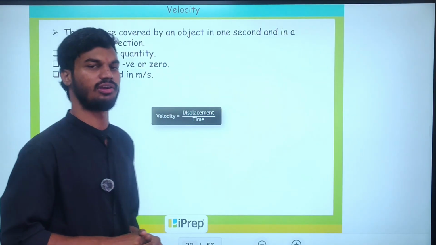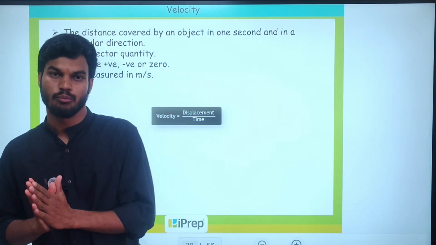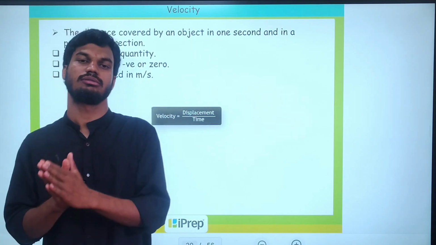velocity. What is meant by velocity? The movement of an object with respect to the time.